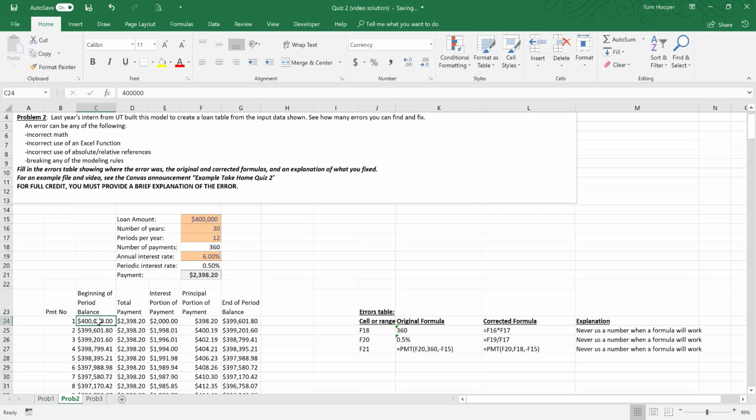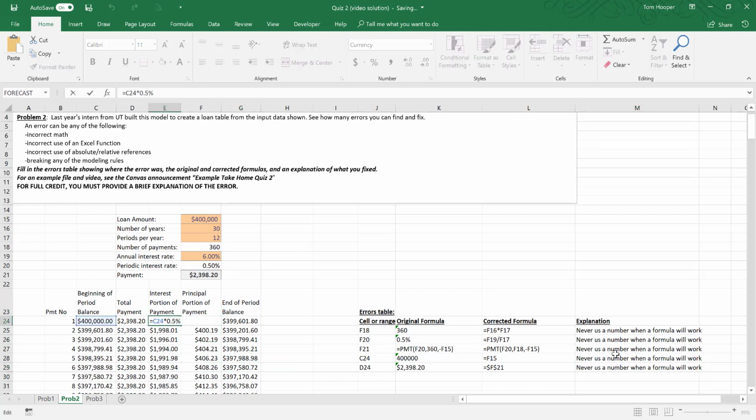When I look at where the initial balance comes from, sure enough, it's another value instead of a formula. Let's look at the first payment. Again, it's a value instead of a formula. Let's look at the interest portion of the payment. Do you notice a pattern here? Lots of values instead of formulas.